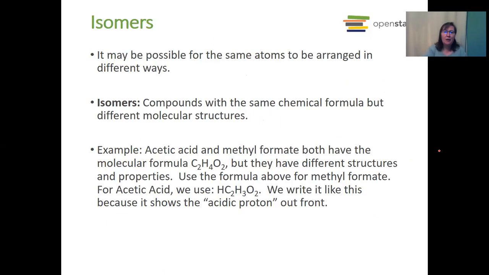Another option here is that we have isomers. It may be possible for the same atoms to be arranged in different ways. So we have two things: acetic acid and methyl formate, and they have the same molecular formula, 2 carbons, 4 hydrogens, 2 oxygens. In order to tell the difference, methyl formate is written C2H4O2, and acetic acid will be written as HC2H3O2, and we write it like this because it shows the acidic proton out front.